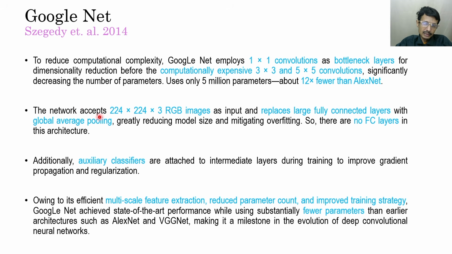So the network, GoogleNet, accepts 224 cross 224 into 3 RGB images as input and replaces large fully connected layers with global average pooling. This is another very important innovation or characteristic of GoogleNet. It doesn't have any fully connected layers, which greatly reduces the model size and mitigates overfitting. So this is another very important characteristic of GoogleNet.